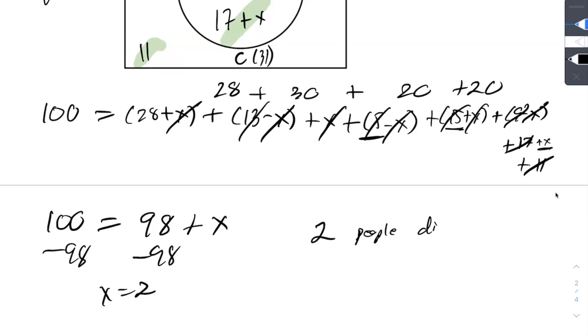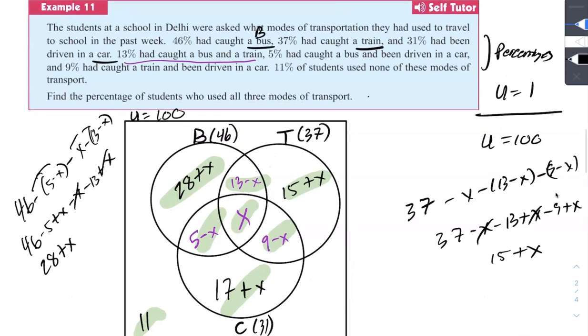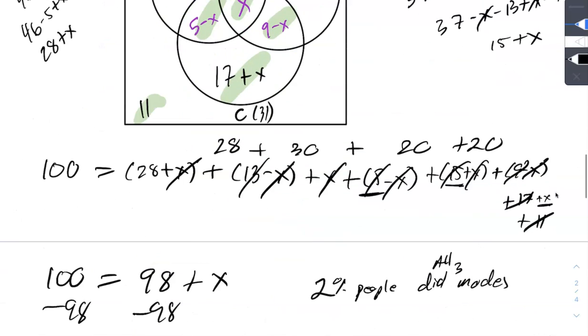did all 3 modes of transportation. I guess this x equals 2. Alright, well 2% is the answer. So 2% of people did all 3 modes of transportation. That's it.